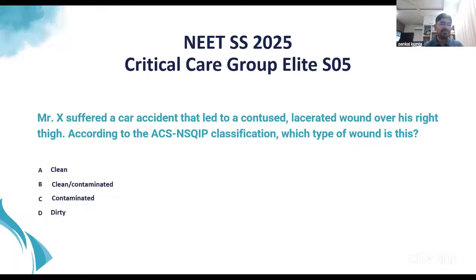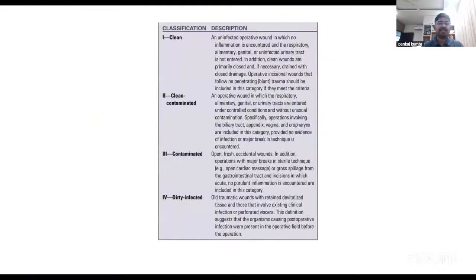Next, Mr. X suffered a car accident that led to a continuous lacerated wound over his right thigh. And according to the ACS NSQIP classification, what would this wound be? So straightforward, it's a continuous lacerated wound. It is generally a contaminated wound, because it's open, and you will see that these kinds of wounds will eventually get contaminated. So here it's definitely an accidental fresh wound.